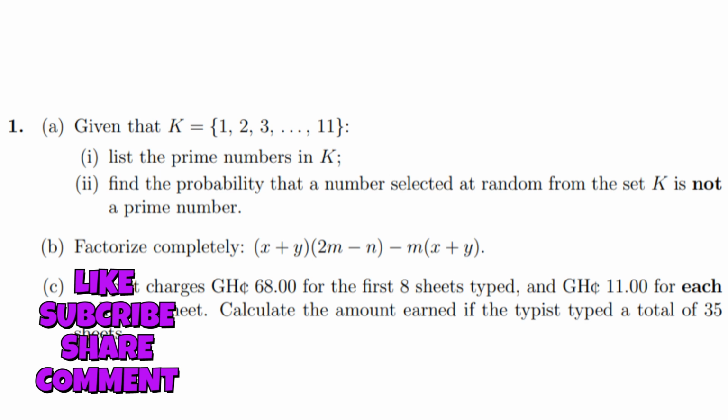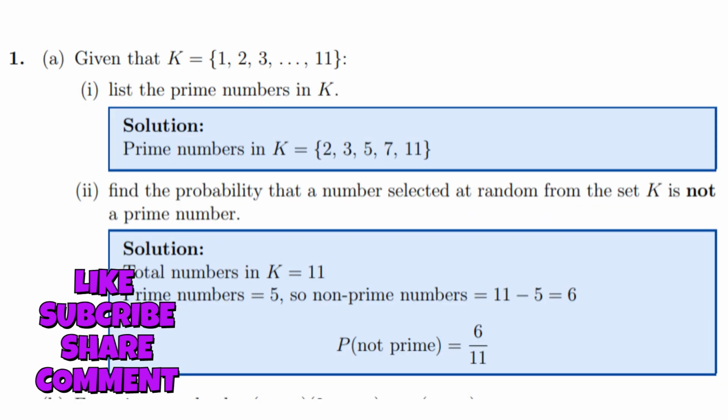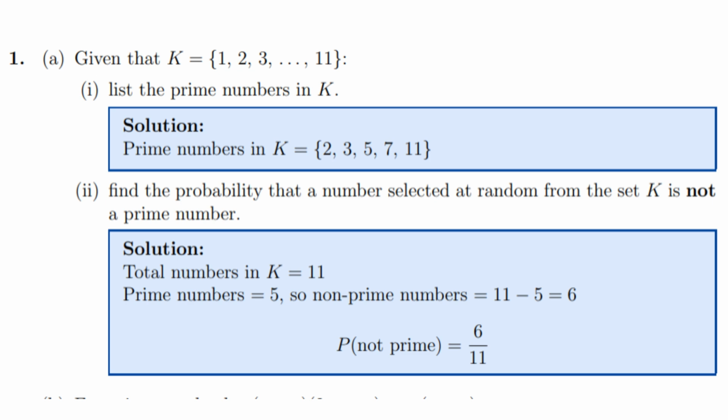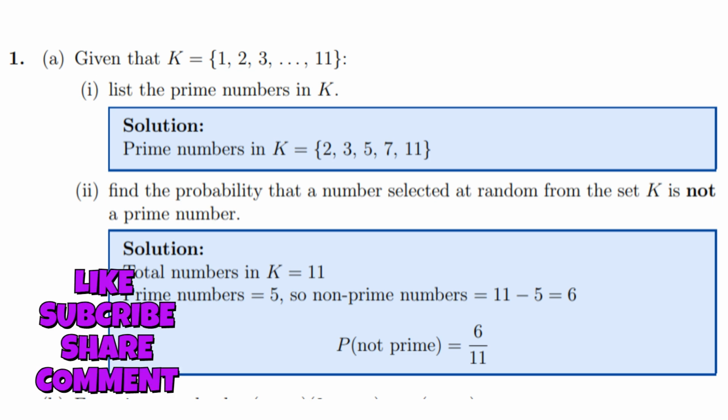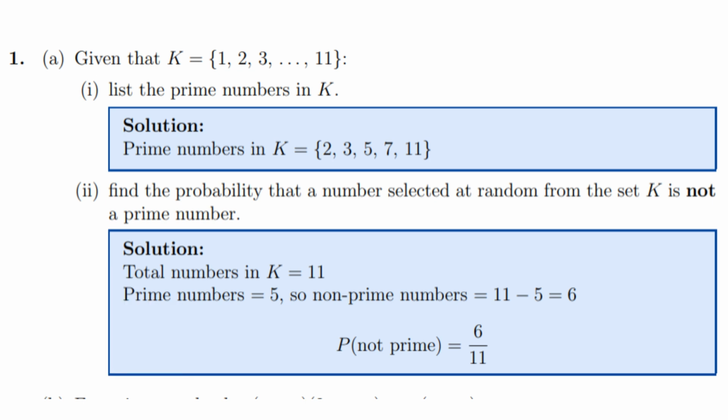The answer for 1(a)(i): list the prime numbers in K. The prime numbers in K will be 2, 3, 5, 7, 11. Then find the probability that the number selected at random from the set is not a prime number. We have 5 prime numbers, so 11 minus 5 gives 6 non-prime numbers. The probability of finding a non-prime number is the number of non-prime numbers over the total numbers. The total is 11, so 6 over 11 will be your answer.